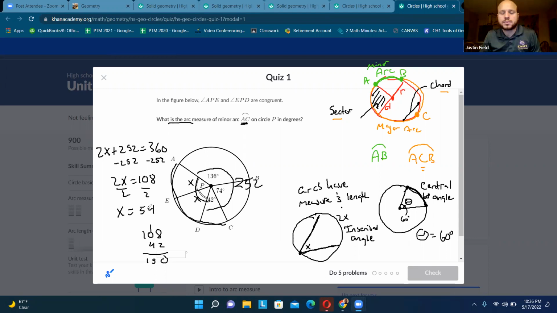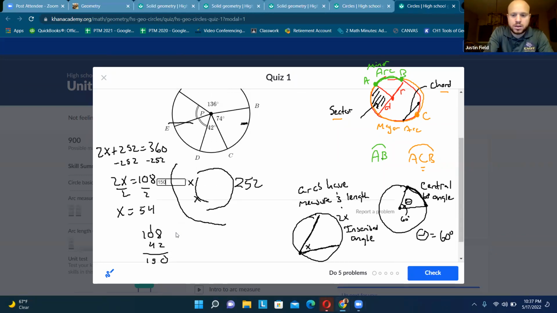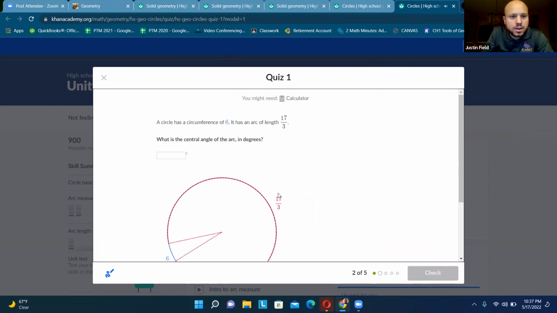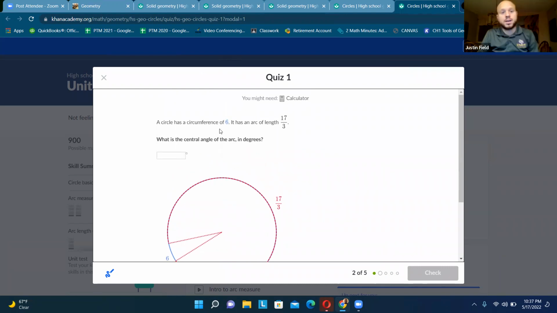Check that. 150. It's one. All right. So now the circumference, what is the central angle of the arc in degrees? Okay. Central angle has a circumference and the arc length.